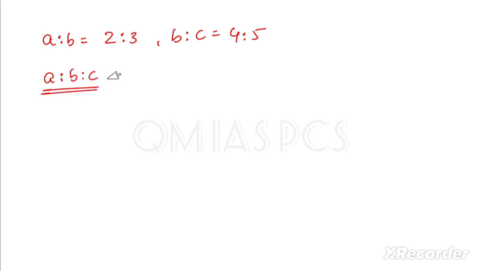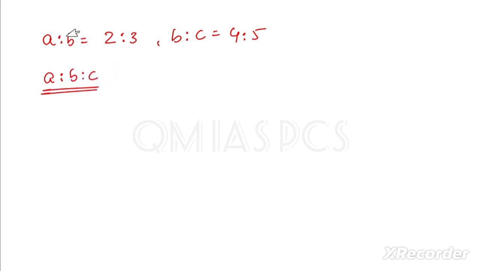Okay, in this session we will discuss one question type from percentage and ratio. Let's see which types of questions there are. The second thing is how to merge different ratios. Suppose there is a ratio A is to B given as 2 is to 3, and B is to C is given as 4 is to 5. Now we have to find A is to B is to C.